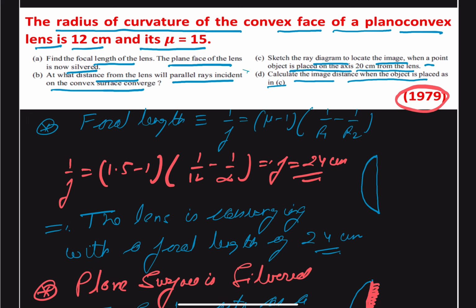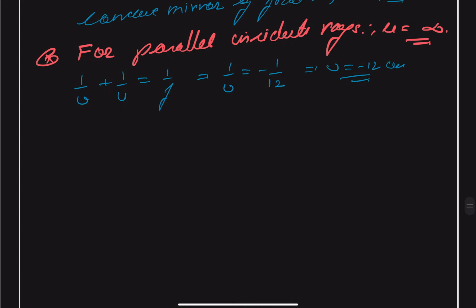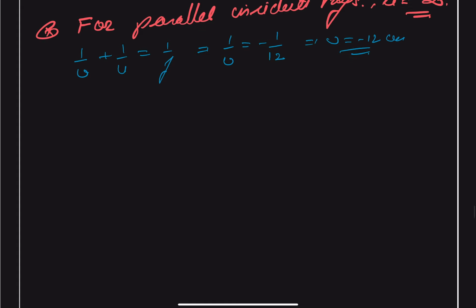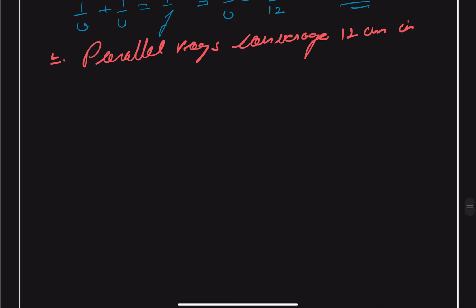I think this was for parallel incident rays. Okay. And therefore we can say the parallel rays converge at 12 centimeter in front of the lens. It means on the same side because of the negative sign. Parallel rays converge 12 centimeter in front of the lens.